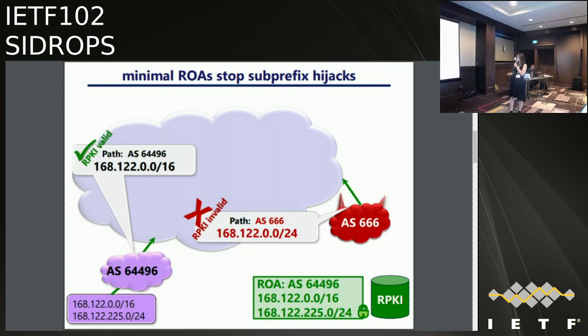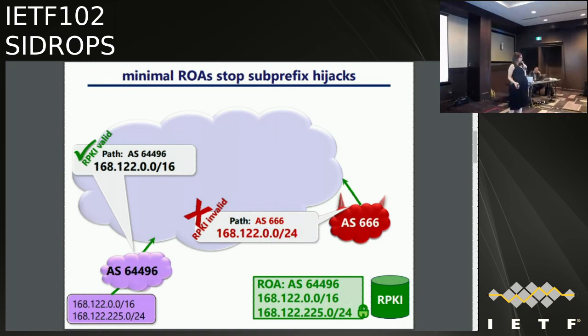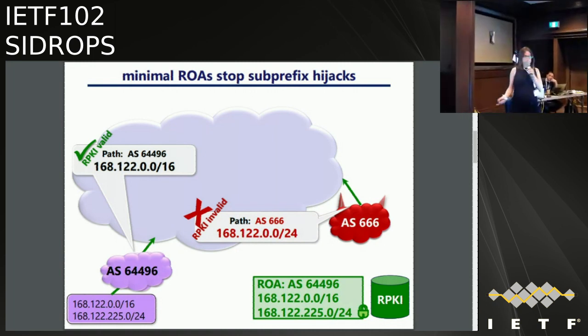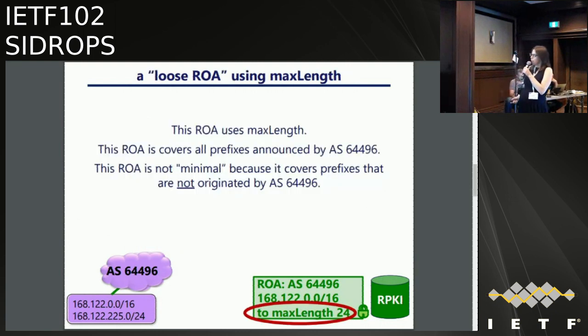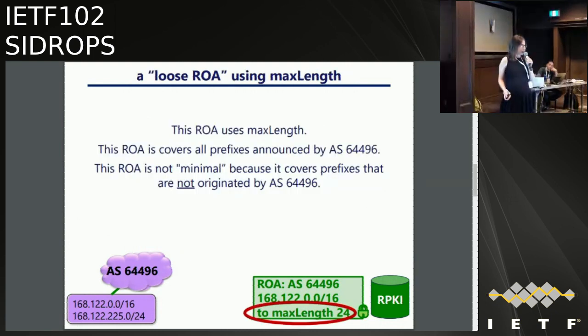If we have the RPKI in place, we would know that this announcement is invalid because there is no prefix that matches this one in this ROA, right? So we have the .225.0/24, but not .0.0/24. Okay, so very simple. This is why we designed the RPKI. Everybody here knows this. Okay, so enter max length.